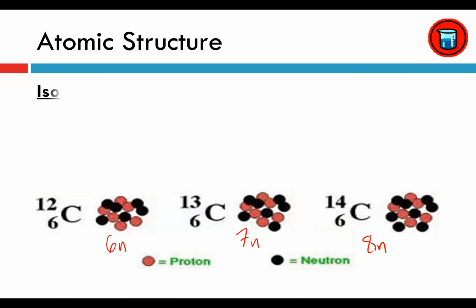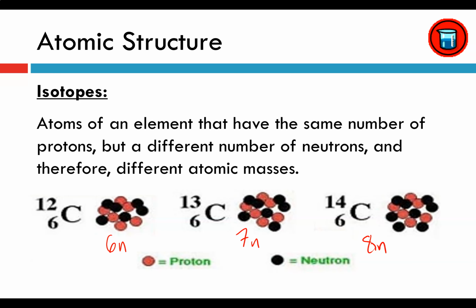These 3 nuclei represent 3 different isotopes of the element carbon. All an isotope is, is an atom of an element that has the same number of protons, but a different number of neutrons. So since they've got different numbers of neutrons, they've got 3 different atomic masses.